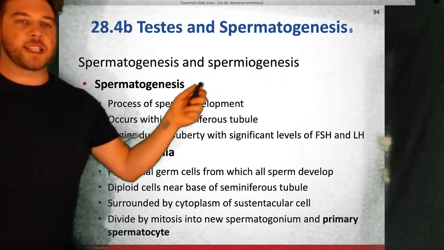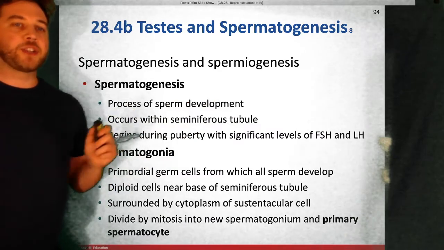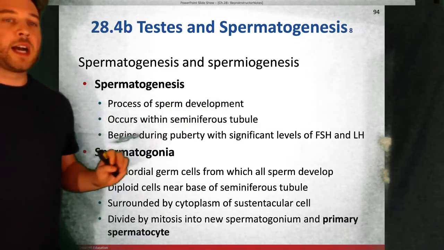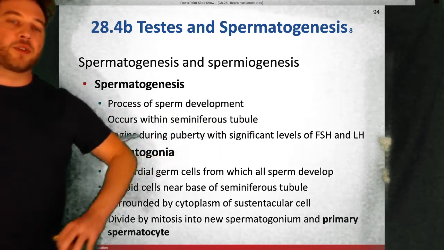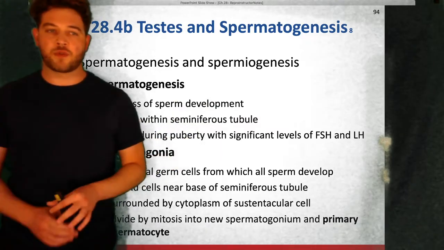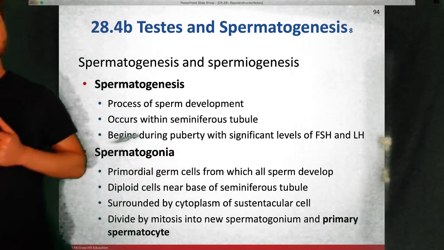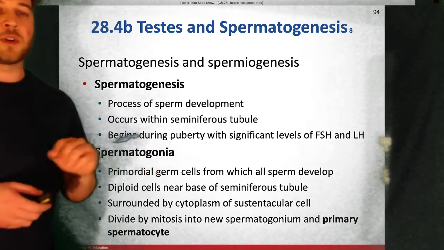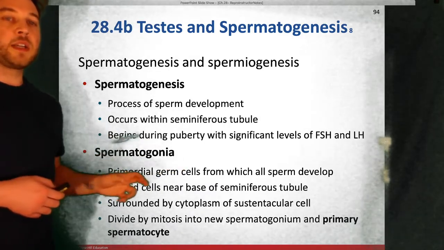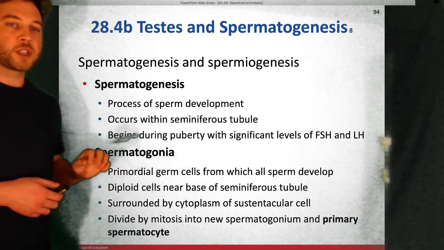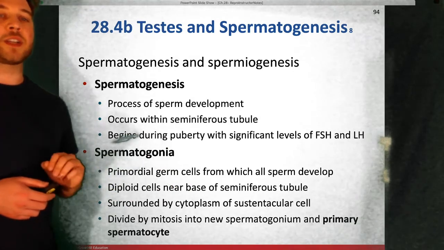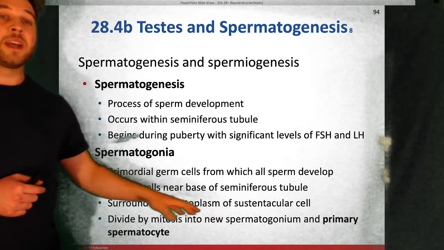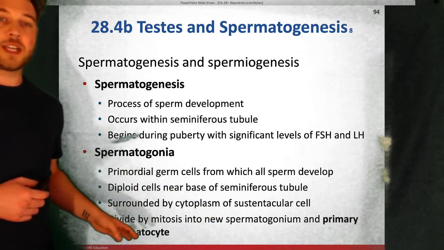Okay, spermatogenesis and spermiogenesis. Spermatogenesis is the process of sperm development within the seminiferous tubules. It begins during puberty with those significant levels of FSH and LH from your GnRH being released. You start with your spermatogonia. These are primordial germ cells from which all sperm develop. They are diploid, near the base of the seminiferous tubules, surrounded by cytoplasm of sustentacular cells, and they divide by mitosis to a new spermatogonium and a primary spermatocyte.